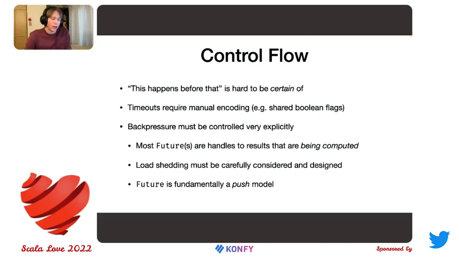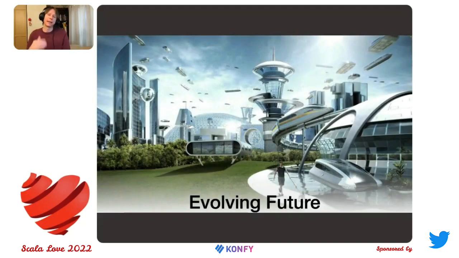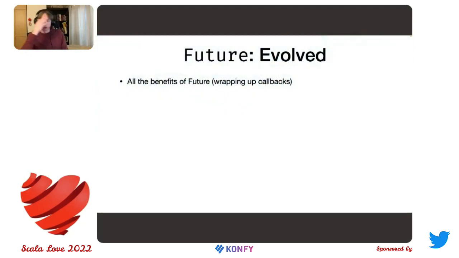So ultimately, effect systems come from the observation that this doesn't have to be just good enough. We don't have to settle for this situation. We can take it a step further. And this is basically what this talk is about: evolving Future into something more, into a better version of itself. So really what we're trying to do here is have all of the benefits of Future, like wrapping up callbacks and things like that, but with some other benefits as well, okay?